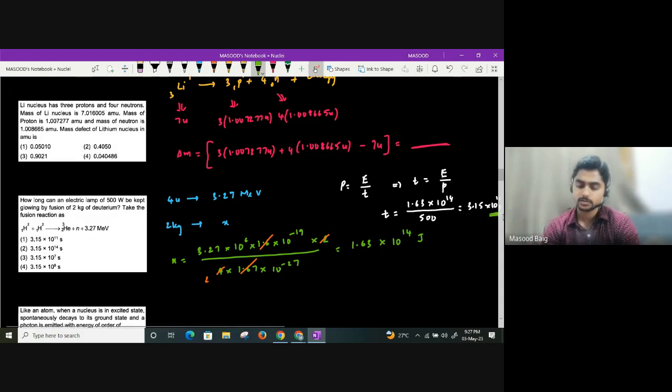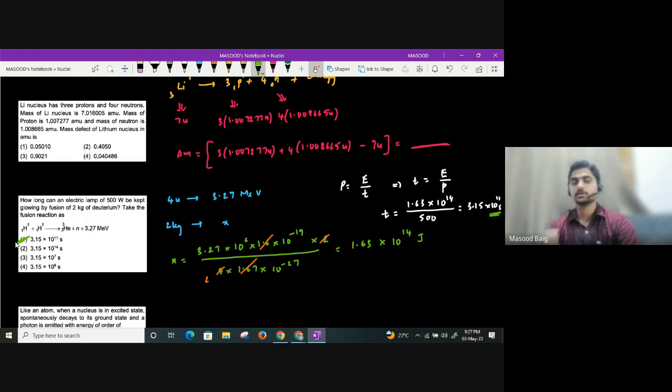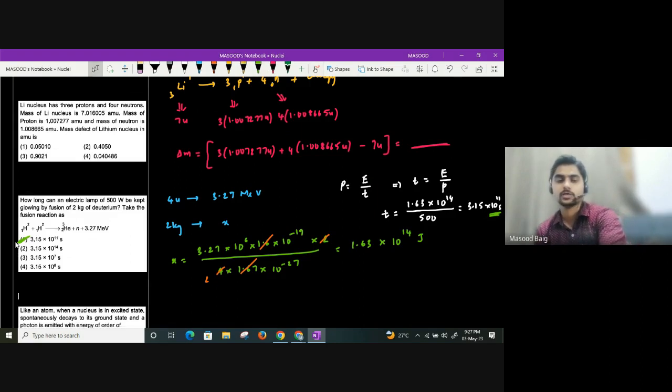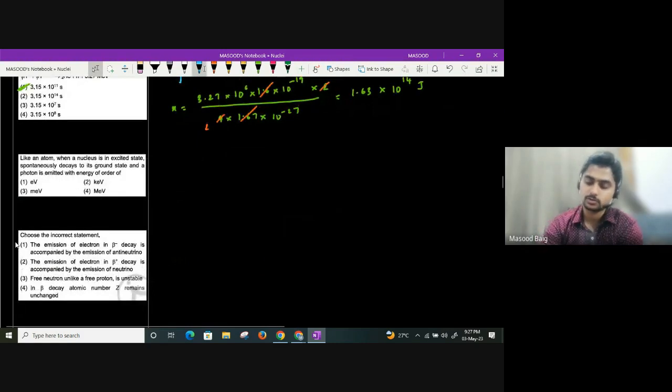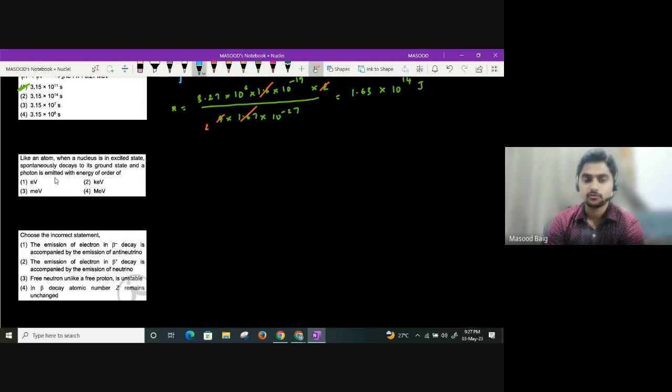Very important questions, guys. All these are important questions. Whichever power and energy questions we are doing, these are very, very important again. And just now I have told you, when a nucleus is in an excited state, it spontaneously decays to the ground state and a photon is emitted. What will be the difference in the energy levels? It will be in the order of million electron volts, guys. Understood, everyone?